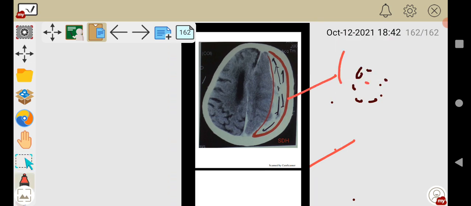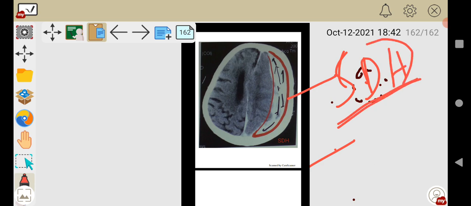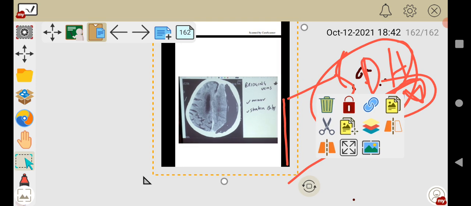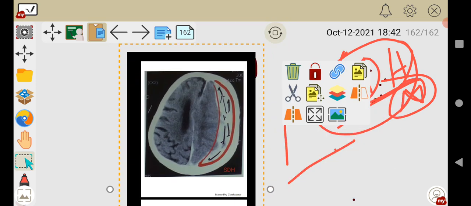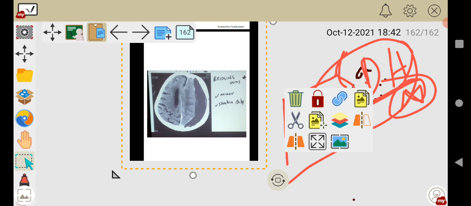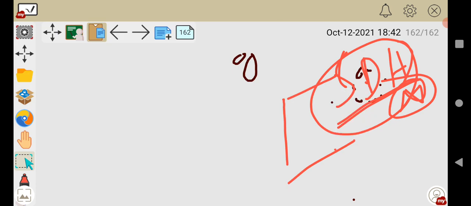This one is SDH, subdural hematoma, correct? And the cortical bridging veins are damaged or involved in this bleed, correct? And let's check out the next one. This concave pattern, right? So SDH, see, bridging veins, right? In shaken baby syndrome or like that, right? Okay, so we'll take the next picture again.